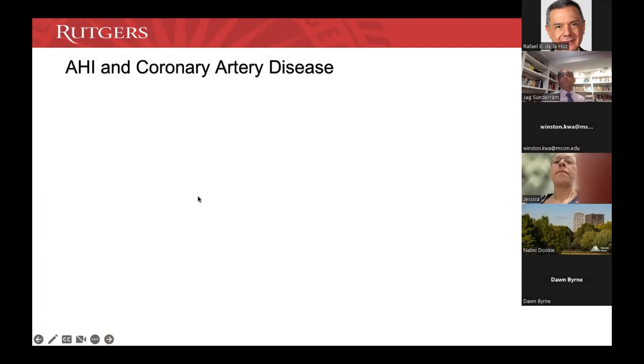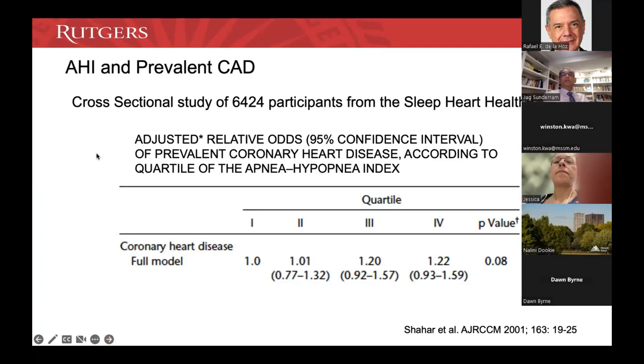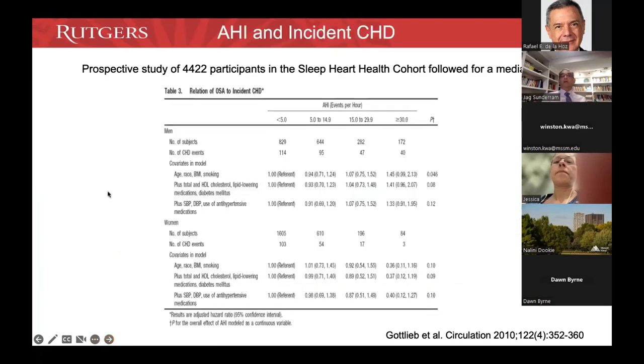What about the AHI and coronary artery disease? Well, if you look at prevalent coronary artery disease, and this was a cross-sectional study again of about 6,000 participants from the Sleep Heart Health cohort, the data was not clear that there was an increased risk. This is early data from, again, Sleep Heart Health published early in the Blue Journal that did not show an increased risk for coronary heart disease, even in the fourth quartile of AHI.